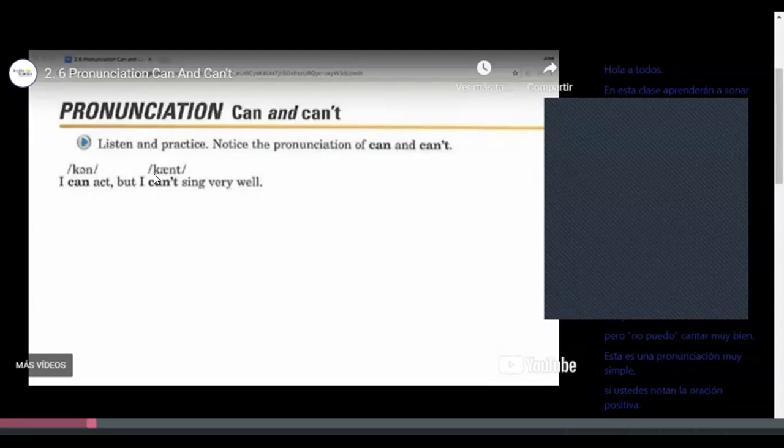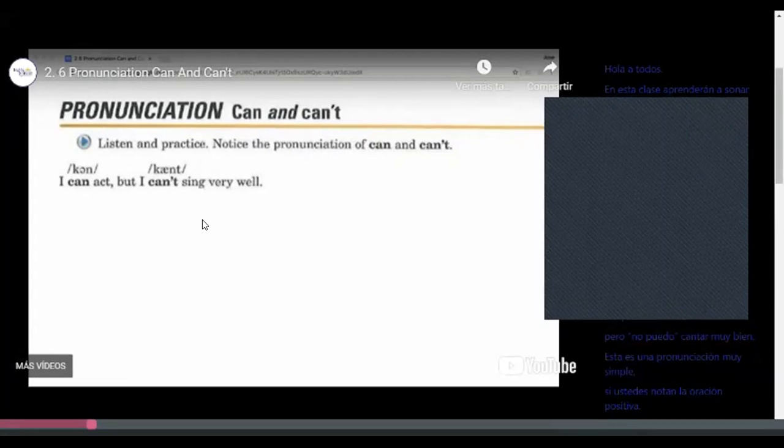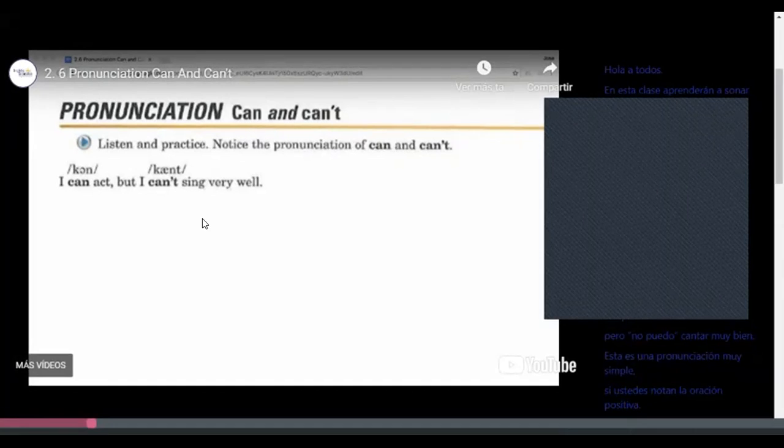But I can't. Es entre la A y la E. I can't sing very well. In my case, I can play the guitar. Yeah, I can play the guitar a little, but I can't sing rancheras, for example. What about you? Can you tell me something you can and something you can't do?